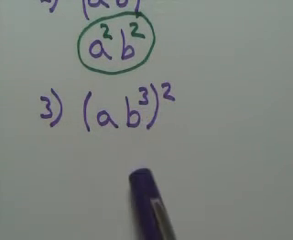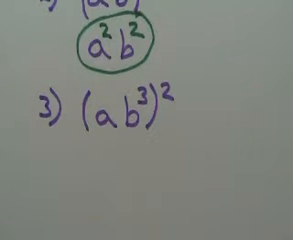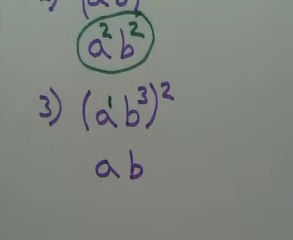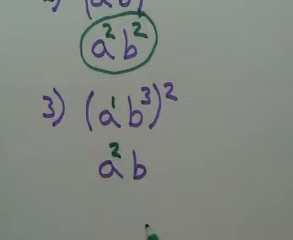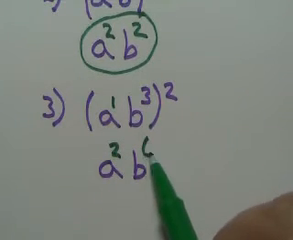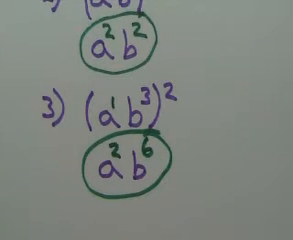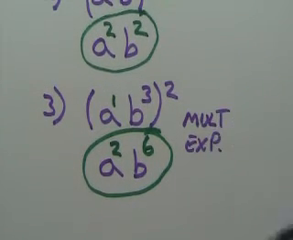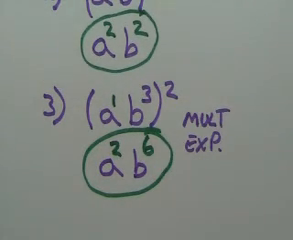Now I have A, B to the third, all of that squared. Can you see that this is the exponent 1 and this is the exponent 3? So now I multiply: 2 times 1 is 2, and 2 times 3 is 6. A squared, B to the 6th. Now I'm just going to make a little note here: multiply exponents. Make yourself a little note that you're multiplying the exponents.